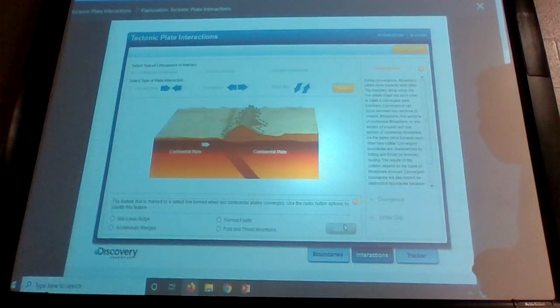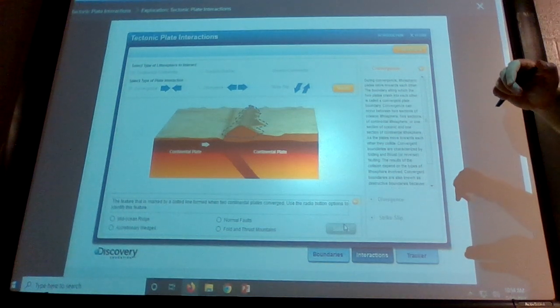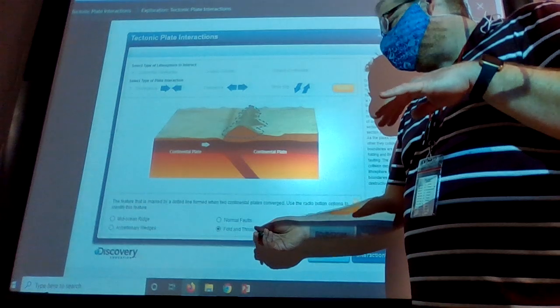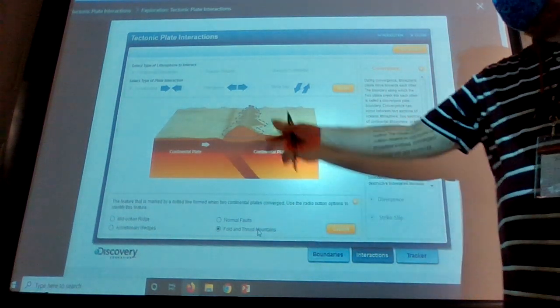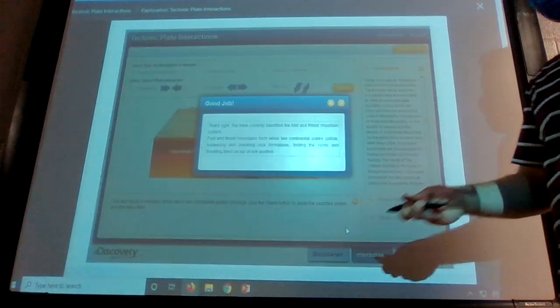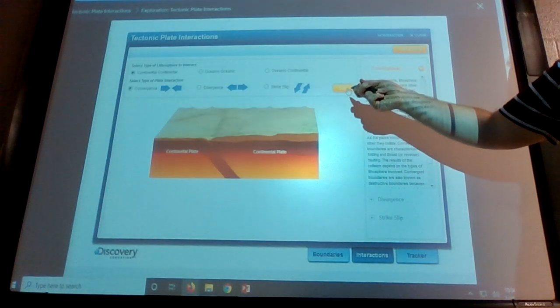The feature that is marked by the dotted lines is going to be what? It's not normal faults. Normal faults are where they're pulling apart. Fold and thrust mountains. Yeah, I don't know why I didn't read that the first time. Fold and thrust mountains is going to be it. This is obviously a mountain range, so the mountains answer is going to be correct. Good job. Thank you. Reset this.